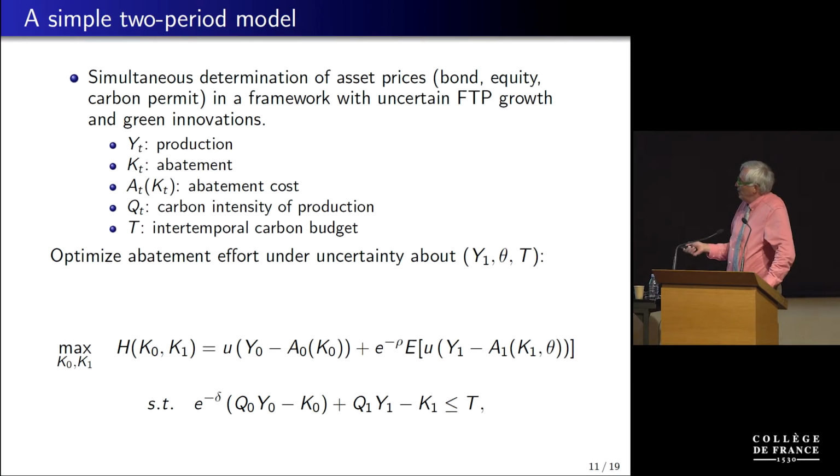And also in the model, I calibrate some uncertainty about the reality of the carbon budget constraint. But that does not play really a role in the calibration. Okay, so I solve this problem numerically. I make an assumption about the distribution of future total factor productivity. I make an assumption about the technological uncertainty. I solve this problem. I determine the optimal abatement strategy over the two periods.